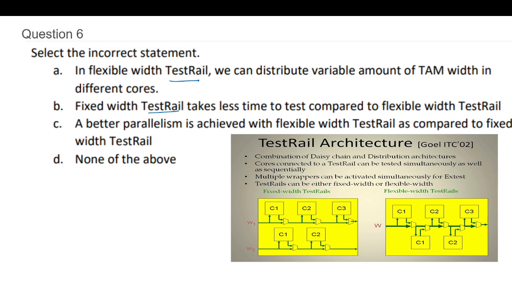Okay, next, coming to the statements. In a flexible width test rail, we distribute a variable amount of TAM width to the different cores. This is the flexible width. Yes, we are distributing this W variably to the different cores. So this is correct. Fixed width takes less time compared to the flexible width. This we have not said; it may or may not be. A better parallelism is achieved with flexible test as compared to fixed test. We can see this achieves better parallelism. This is also true. So B is the incorrect statement.